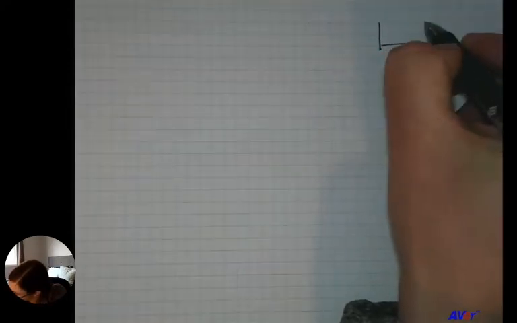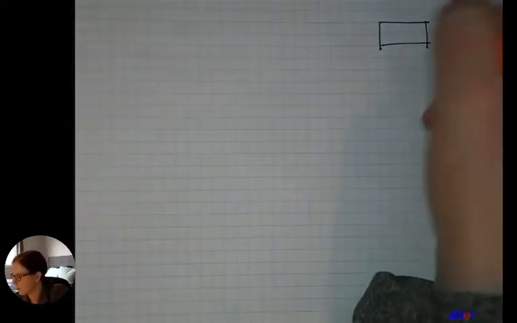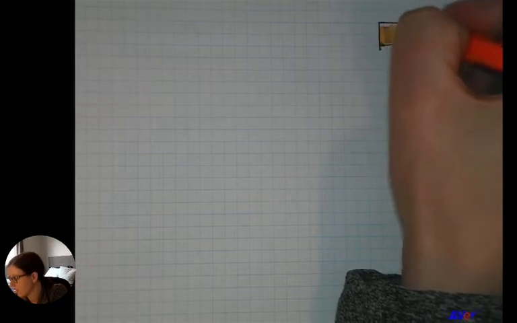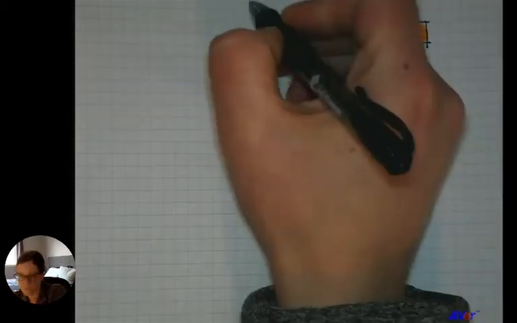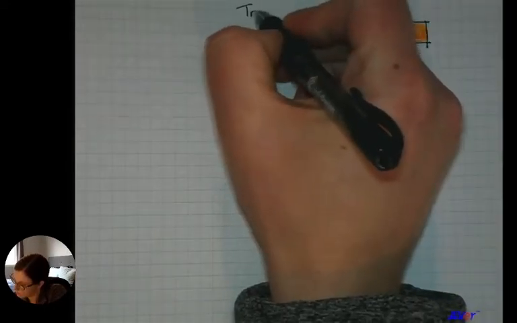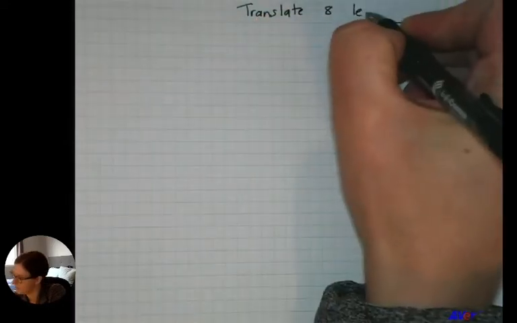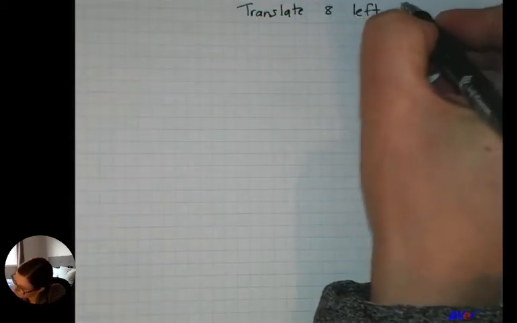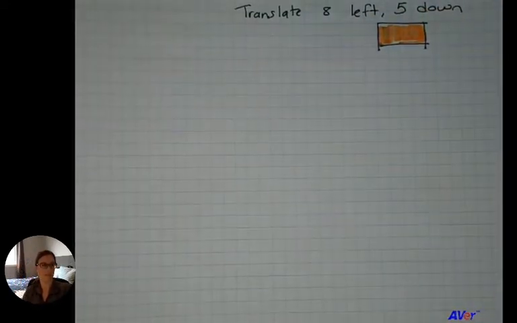So let's slide this page up and move on to a 2D shape. Here I'm going to draw a nice big rectangle so that you can see it. There's my rectangle. Sorry, it's a little messy, but that's okay. I'm going to color it in orange so that it's nice and clear and we can tell the difference between where we started and where we went. Okay, and let's say we were given the instruction to translate this 8 left and 5 down. This gets a little bit more tricky.